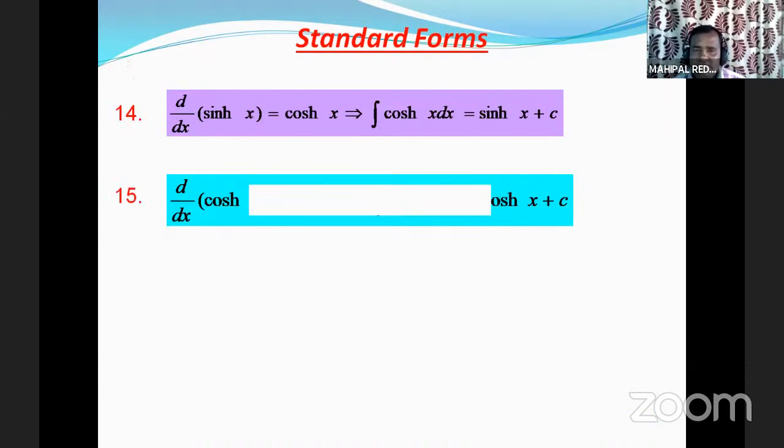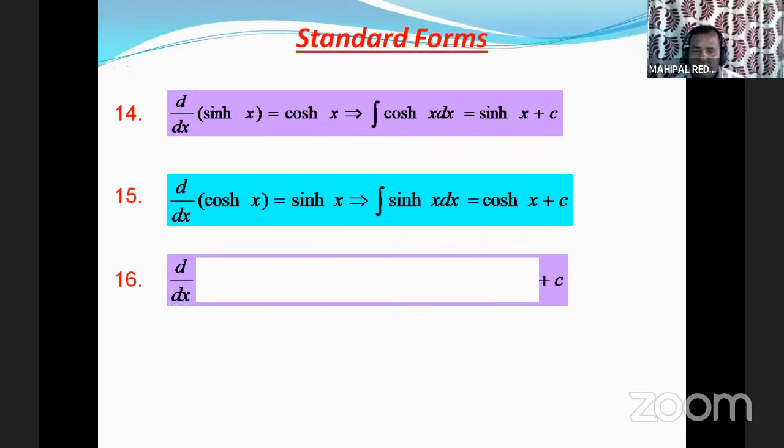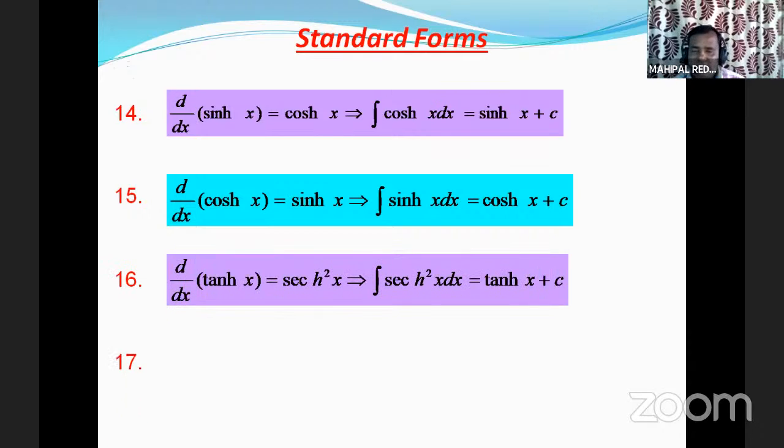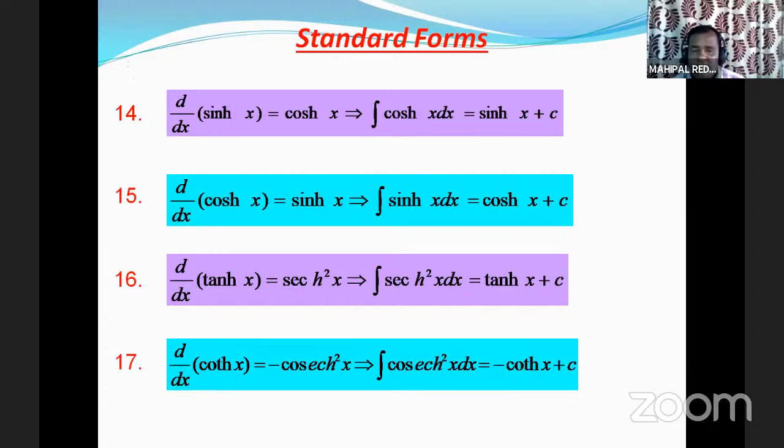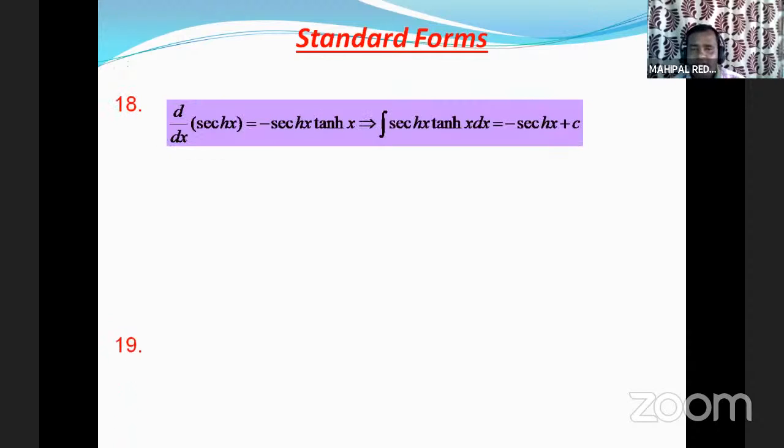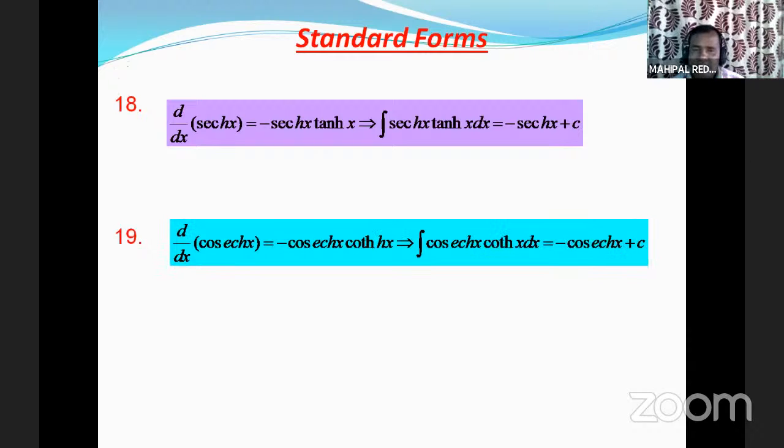And the hyperbolic functions: integration of cos hx equals sin hx. Integration of sin hx equals cos hx. Integration of sec h square x equals tan hx. Integration of cosec h square x equals minus cot hx. Integration of sec hx into tan hx equals minus sec hx. Integration of cosec hx into cot hx equals minus cosec hx plus c.